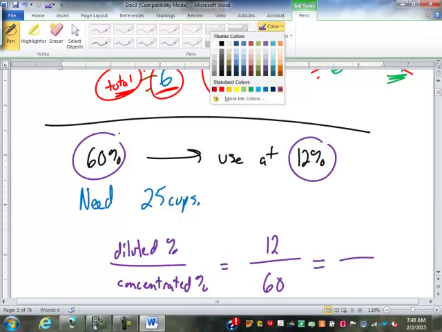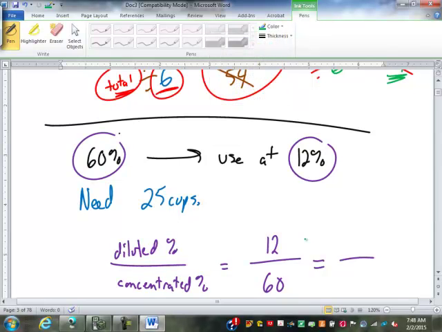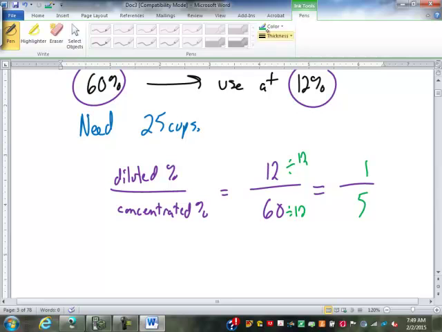Over here now, first of all, I'm going to reduce that. Both of those can be divided by 12. It gives me a 1 in 5 dilution. What do those numbers represent? What's the 1 represent?